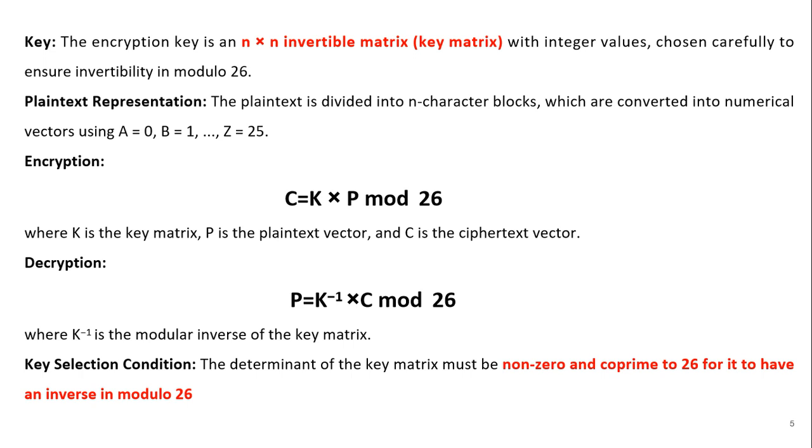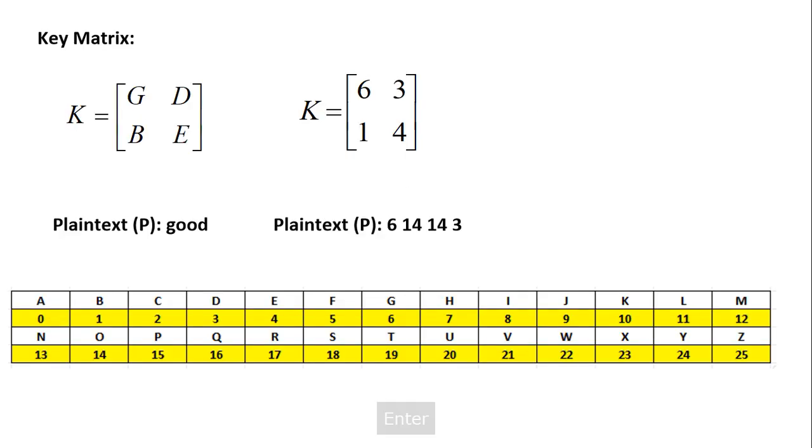For decryption, P is equal to K inverse times the ciphertext mod 26, where K inverse is the modular inverse of the key matrix. Key selection condition, this is very important. The determinant of the key matrix must be non-zero and co-prime to 26 for it to have an inverse modulo 26. All these steps will be clear with an example. Now we'll see a very simple example. Instead of 3 by 3, I have taken the example of 2 by 2 so that it is very easy to understand.